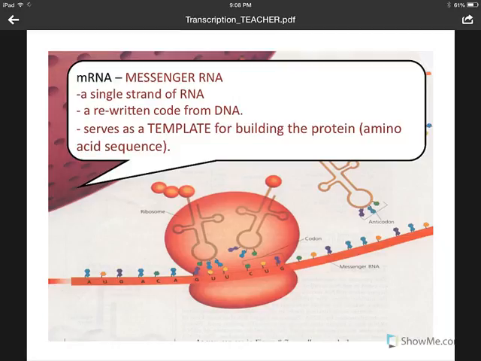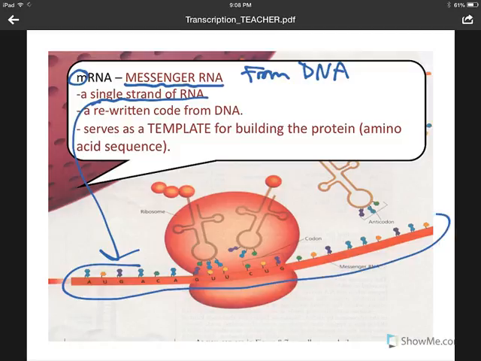mRNA is called that because it's messenger RNA, and what it's doing is taking the message from the DNA. We know that DNA is the instructions or the code for ultimately making the protein. So if DNA has the original code, mRNA is going to take that message in the form of RNA. It's a single strand of RNA. In my model here, this is my single strand of RNA. I know it's RNA because I see uracil instead of thymine. I'm just rewriting my code from DNA, with uracil instead of thymine.